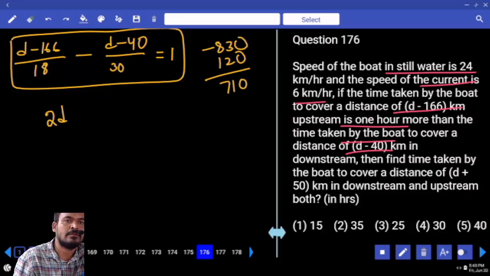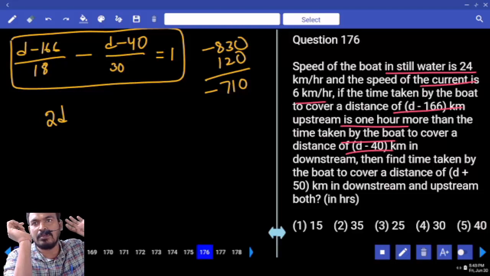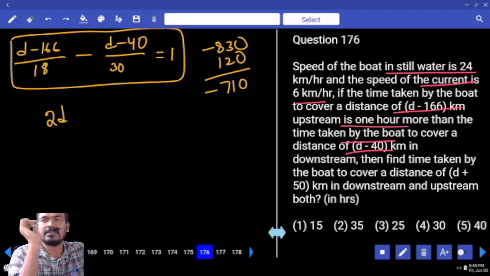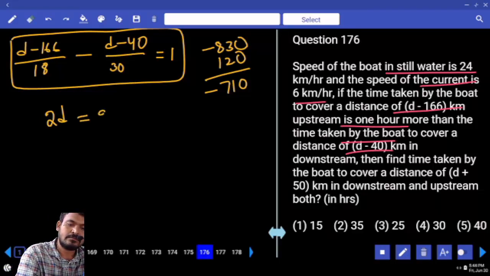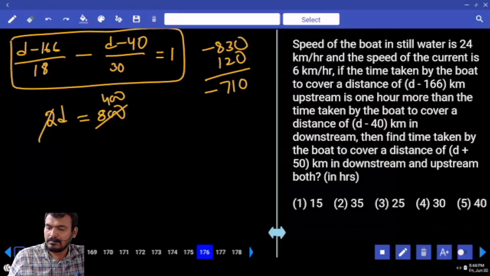710. Negative 710 will become positive 710 on the right-hand side. The denominator 90 on the left-hand side will become a positive 90 on the right-hand side. 710 plus 90, total is 800. 2d equals 800. What is the d value? 400.